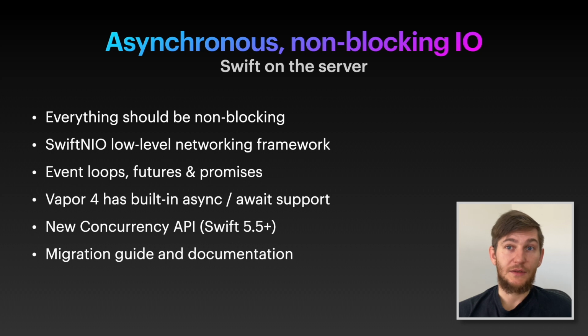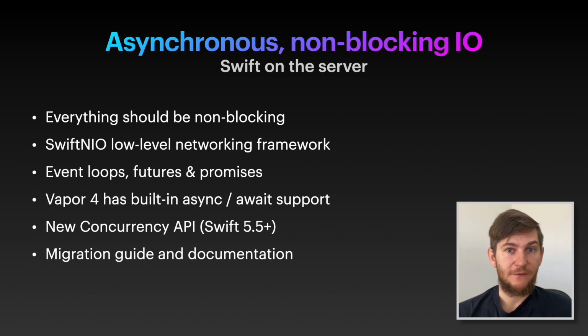Vapor 4 will continue to support both event loop futures and the new concurrency API. It seems like Vapor 5 will drop all the legacy code and it's going to be async await only, but that's still far away. That's where we are right now. Our tools are constantly evolving. I believe Swift's new concurrency API made a huge impact on the server side. Now it is the best time to learn Vapor, but you might have to implement some common things over and over again for every single project if you start it from scratch.